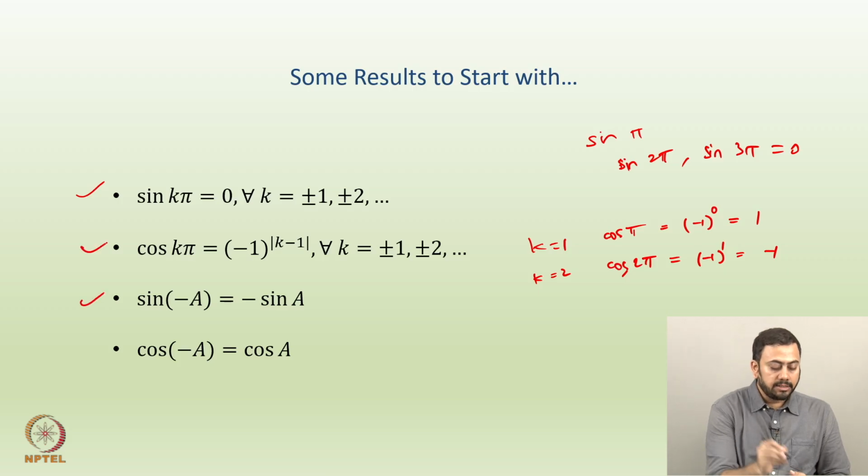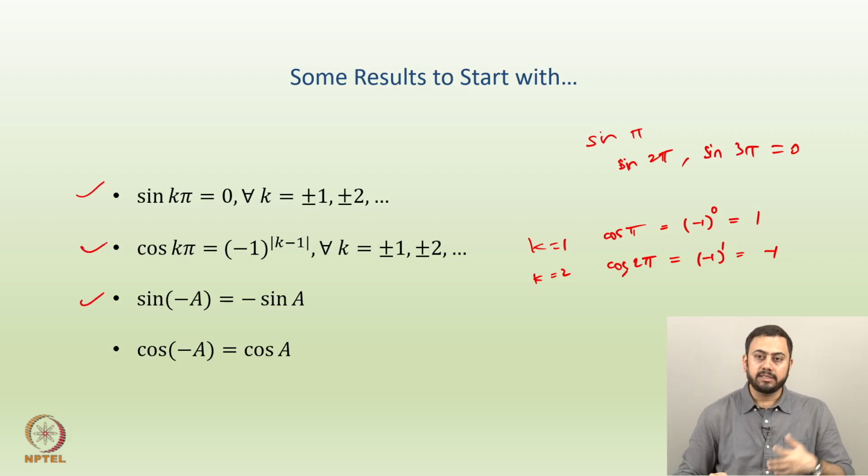Then the next thing is sine of minus a is minus sine of a and then cosine of minus a is cos a. Okay. So, again just to summarize some elementary results of trigonometry so that you can start somewhere basically. Okay.